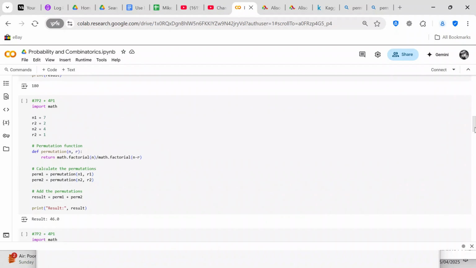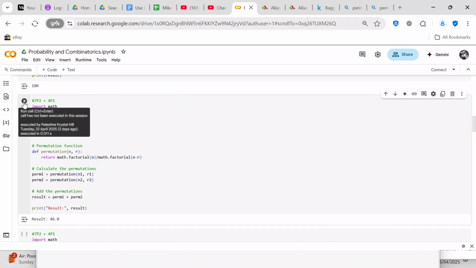So now what you can do is you can add the permutations. So you have 7P2 plus 4P1. And again, you import Python's inbuilt math module. So N1 equals 7, R1 equals 2, N2 equals 4, and R2 equals 1.